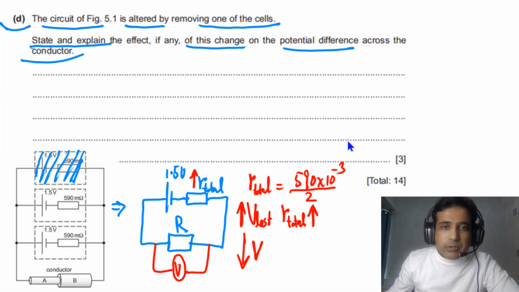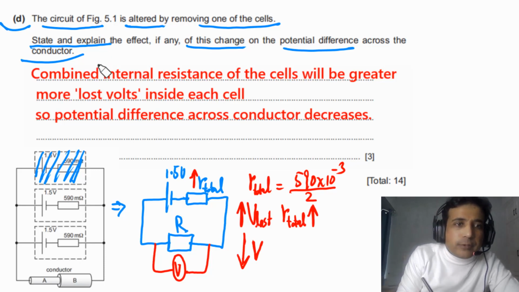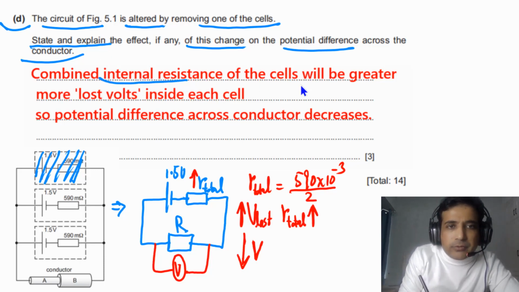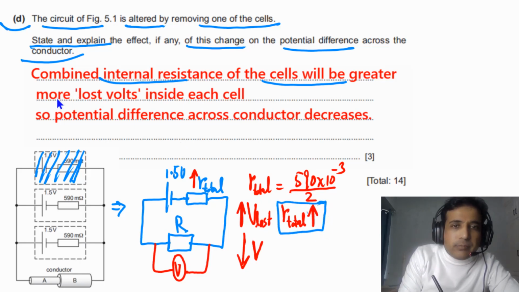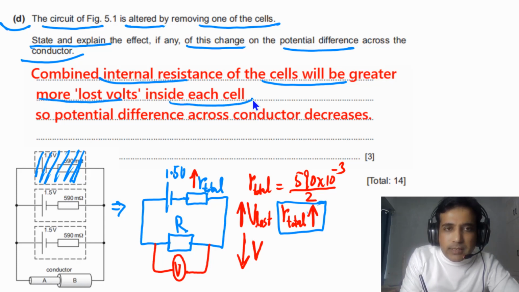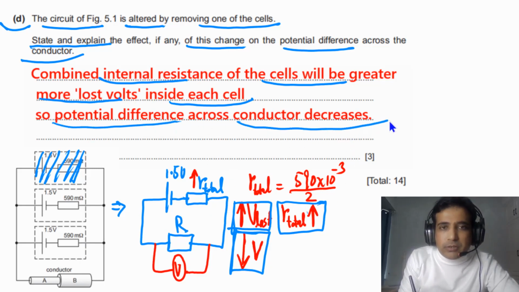So let me show you the answer. This is how you can write your answer. The first point, you can say the combined internal resistance of the cells will be greater. So this one has increased, so you will get 1 point. And the second mark you will get if you have written more lost volts inside each cell, so more energy lost. So you will get another point. And then you will say potential difference across conductor will decrease. So you will get 3 marks. The potential difference across conductor decreases because EMF of each cell is the same.